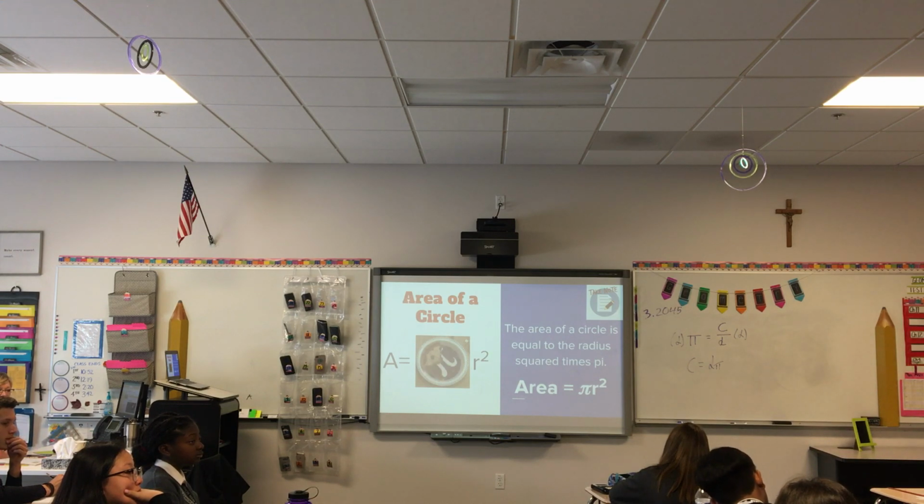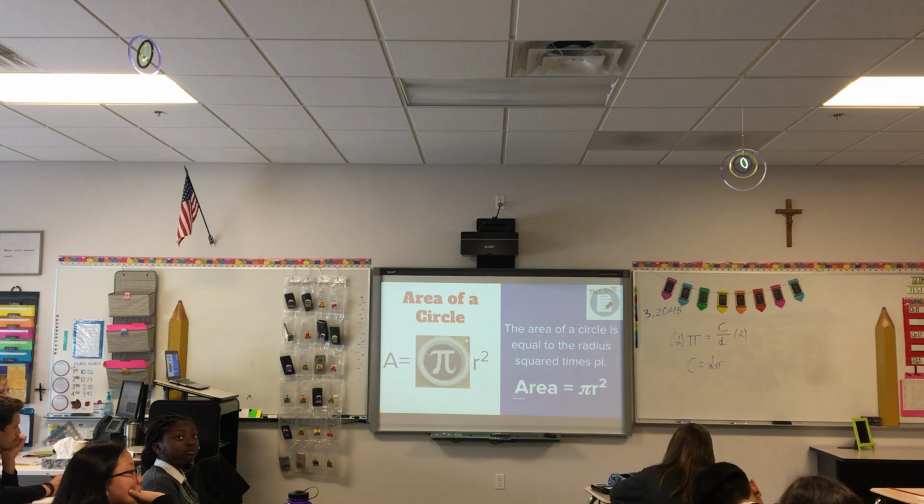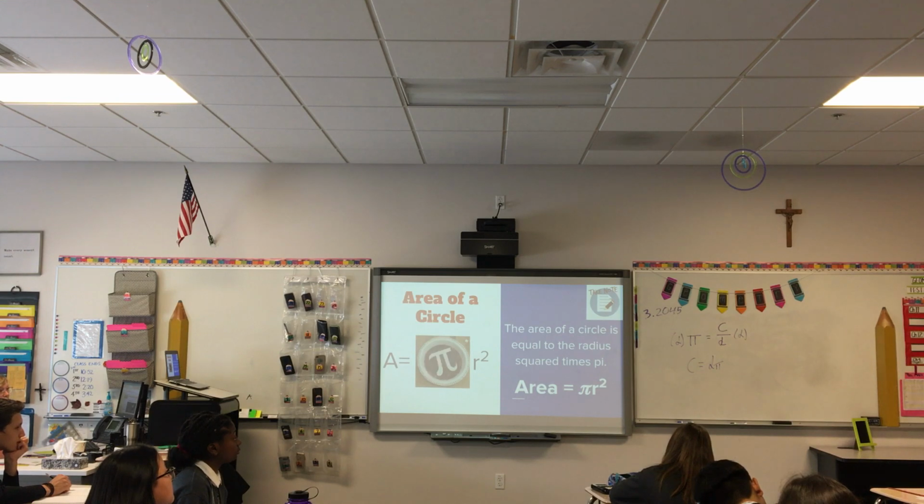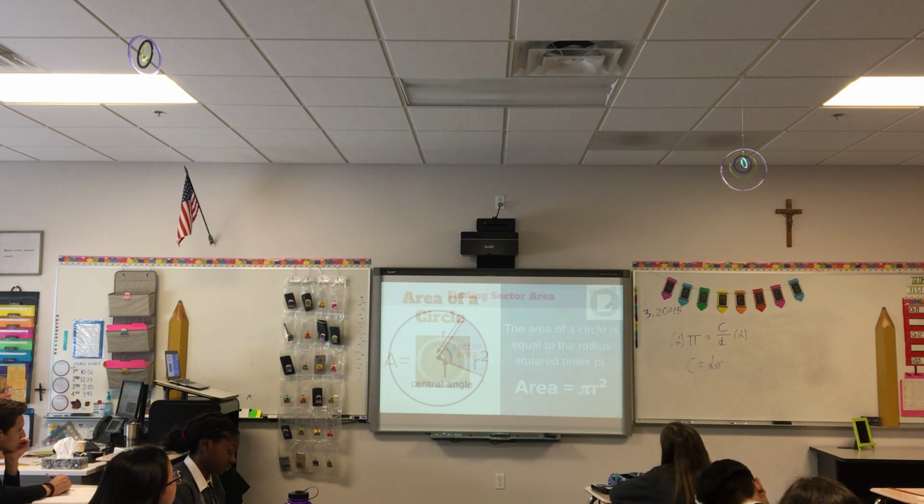Yes? When we're giving the answers for these, you want the long decimals? No. We'll do an example in a second, but when we do an example, we'll use pi. So an area would be, if the radius was 3, the area would be 9 pi. Cool?